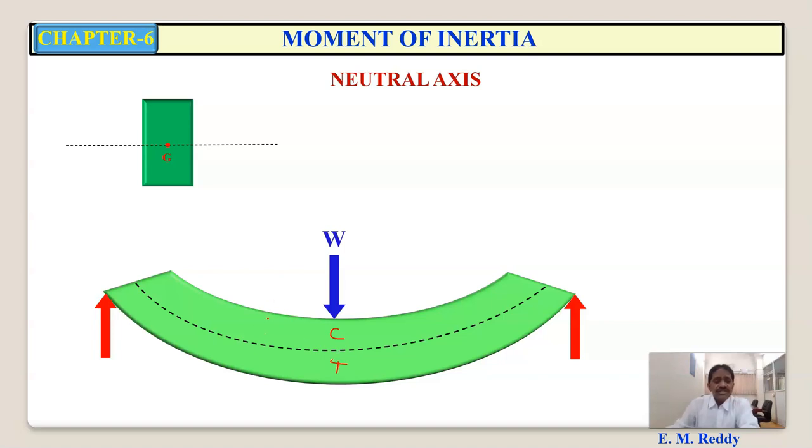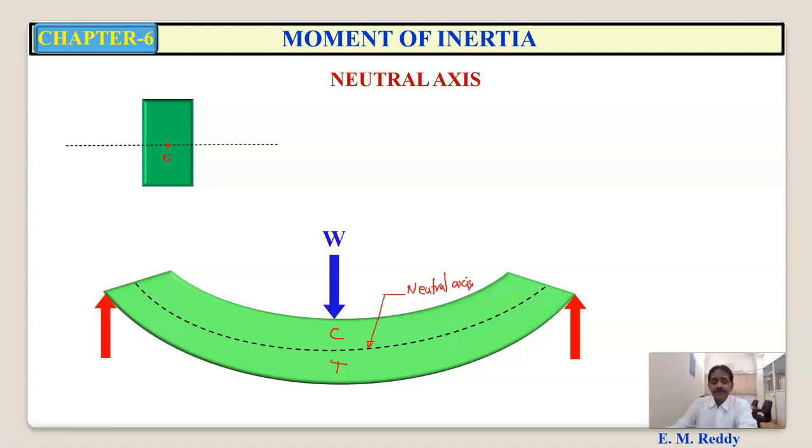Means the portion of the beam above the neutral axis is subjected to compression and below the neutral axis is subjected to tension. Whereas you will find that there is no stress along the neutral or centroidal axis. Here there is no tension, no compression. Hence the name neutral axis.